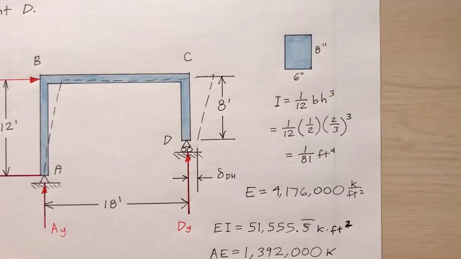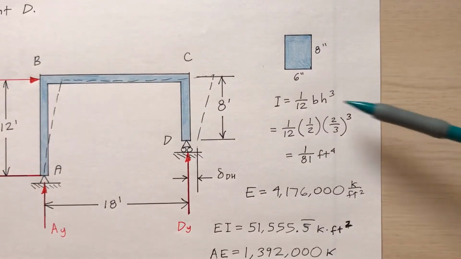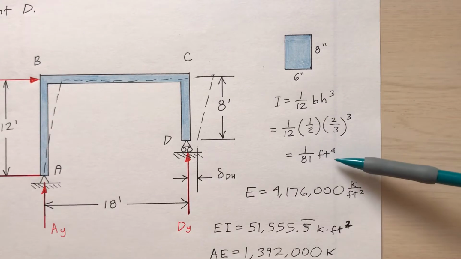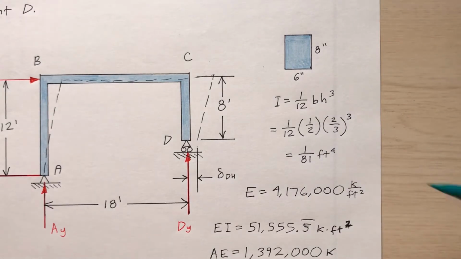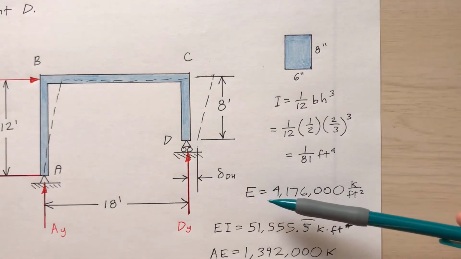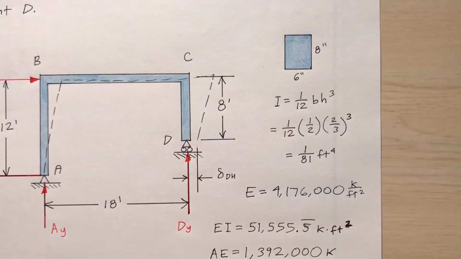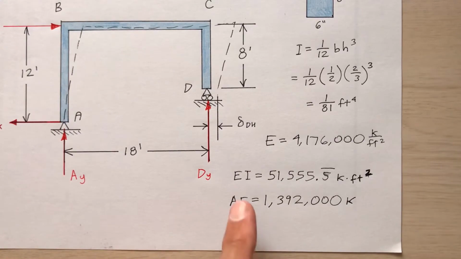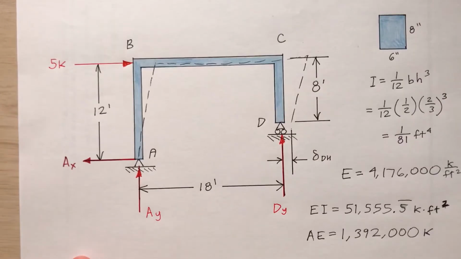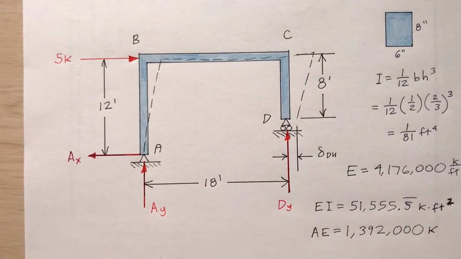Let's say that the cross section is 6 inches by 8 inches, giving me a moment of inertia 1/81 feet to the fourth. Let's just say the modulus of elasticity is 4.176 times 10 to the 6 kips per square foot. That'll give me the EI, flexural rigidity, and the AE. Okay, so if I want to find that deflection using virtual work, what are my steps?